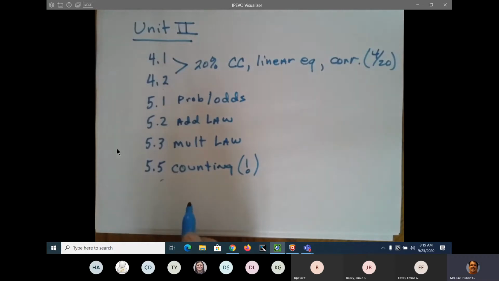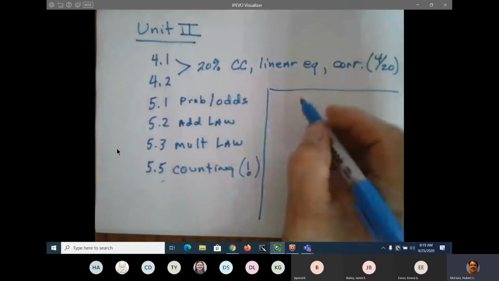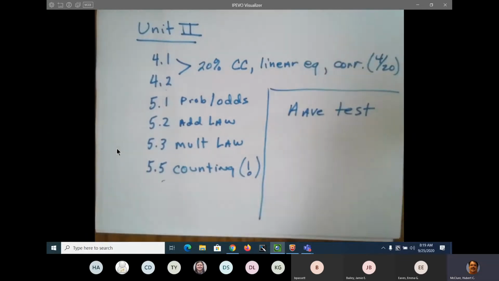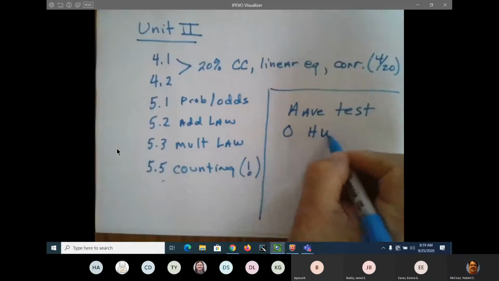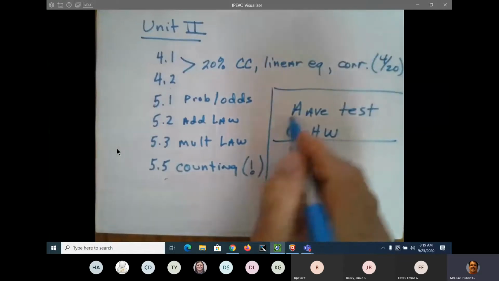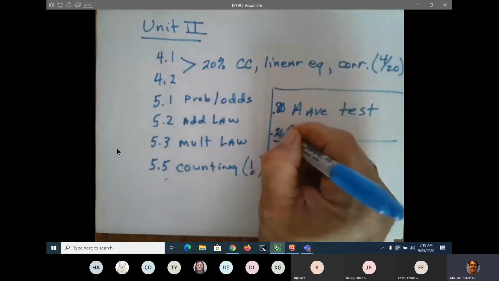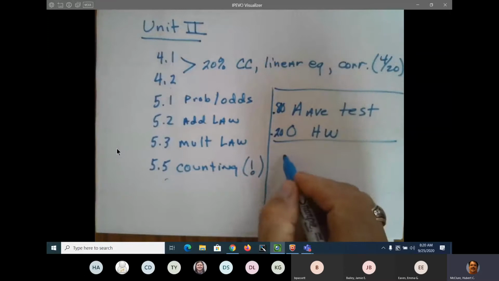I'm going to go ahead and tell you right now, I had a student last semester, and it's always a he for some reason, okay? He had an A average on his tests, and he had a 0 on his homework. You take 80% of his A average, and you take 20% of 0, which is 0, and you add them together, and he had a 60.